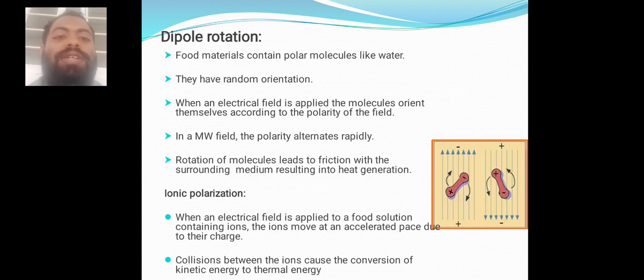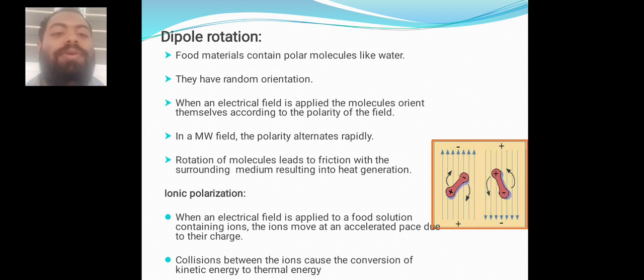First, dipole rotation. Food materials contain polar molecules like water. They have random orientation. When an electric field is applied, the molecules orient themselves according to the polarity of the field. In a microwave field, the polarity changes rapidly. The rotation of molecules leads to friction with the surrounding medium, resulting in heat generation.